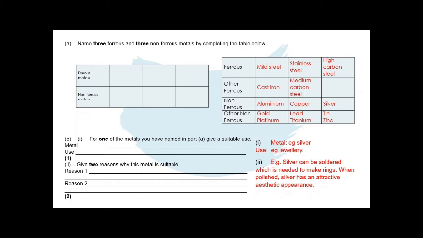So if you think of something like silver, then obviously it can be used for something like jewelry. And then why is that suitable? Because it can be soldered to make rings, it can be polished so it's attractive and it looks nice.